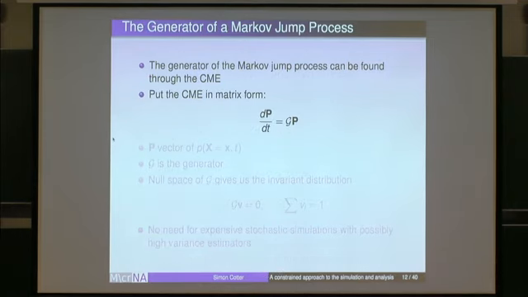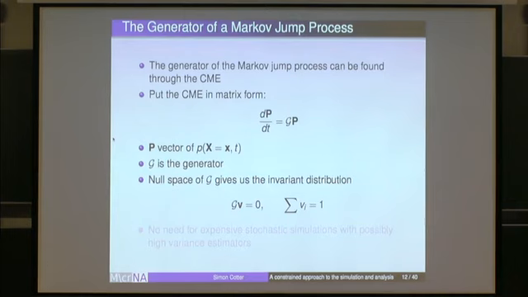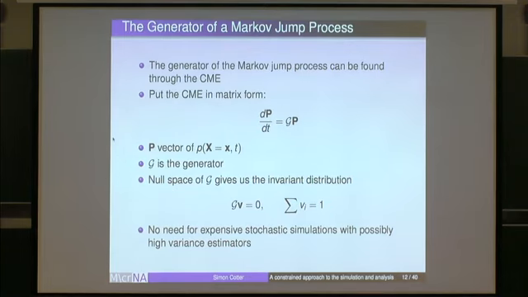I'm just going to talk very briefly about the generator. If we were to put the chemical master equation into vector matrix form, then we'd get this: dp/dt is equal to G times p, where p is the vector of the probability that we're in a particular state. If we find the null space of this operator G, then we can find the invariant distribution of the system. And the great thing about this is that we don't have to run any expensive stochastic simulations in order to approximate this invariant density. We can find it directly numerically.